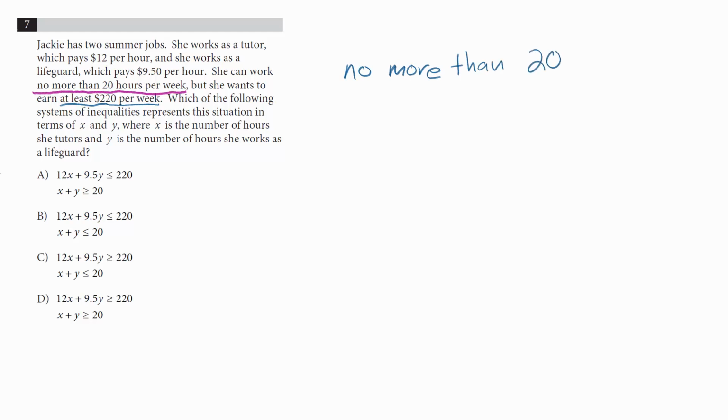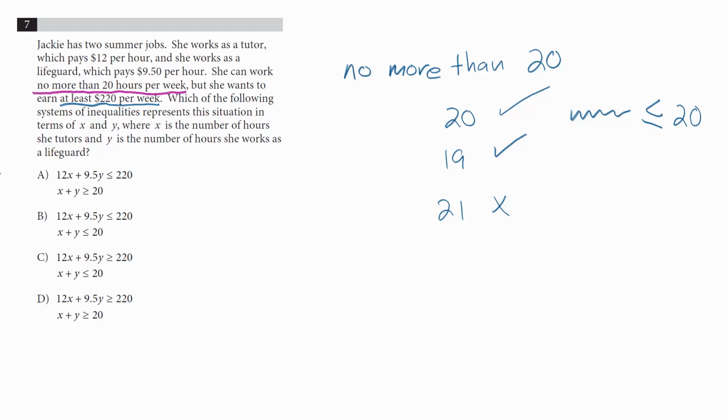No more than means she can work 20. 20 is good. 19 is also good. But 21, nope, can't do it. She cannot work 21 hours. She can work 20 or less. So that means that whatever function calculates how many hours she works, it can be less than or equal to 20.